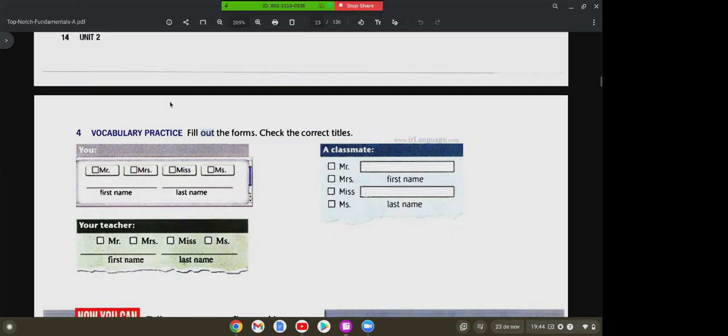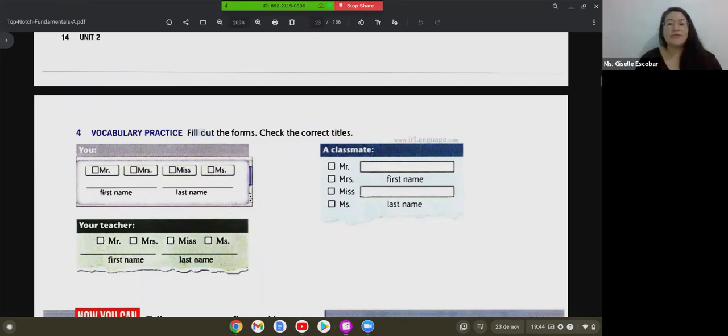Okay. So we have here this phrasal verb, fill out, que significa como rellenar o llenar información. Fill out the forms. Rellena los datos, la información. Y dice, check the correct titles. Check the correct titles. Como revisa los títulos correctos.